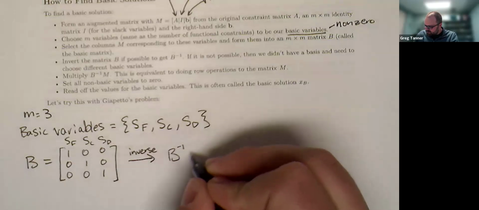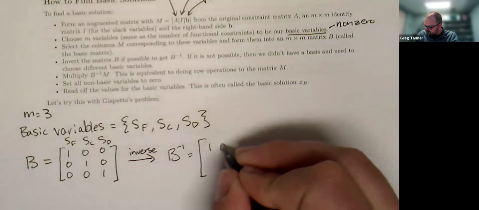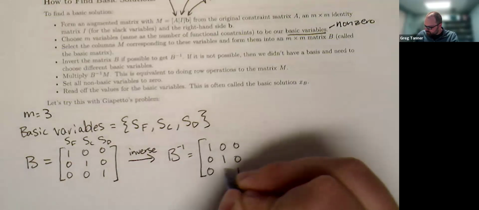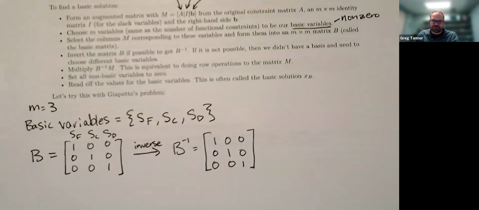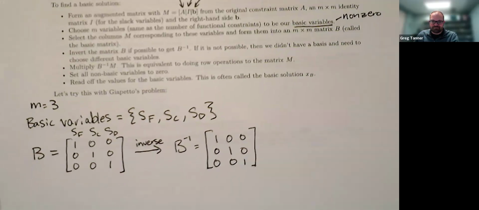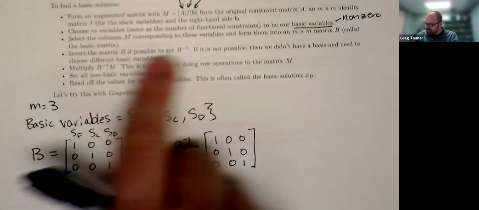B inverse is going to be equal to 1, 1, 1, and zeros everywhere else. Okay, not normally the case. Magical things happen when you're working with identities. Okay. So that's this step, invert it.